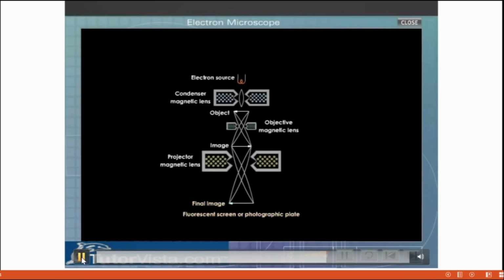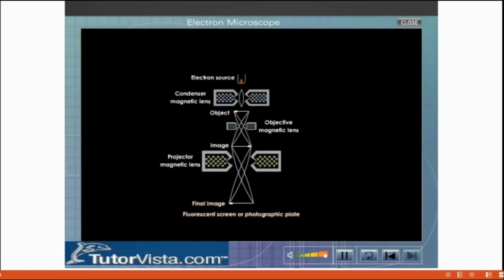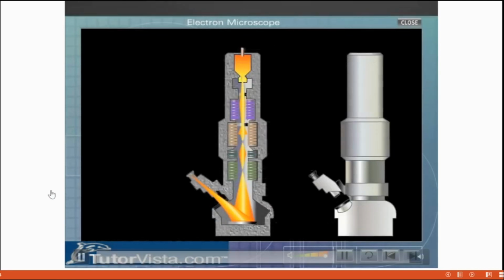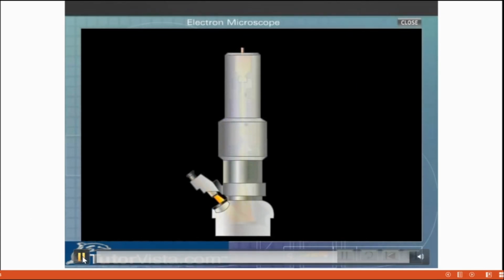Or on a photographic plate for permanent record. The whole system is placed in an evacuated chamber so that the electrons are able to move freely from the filament to the screen.